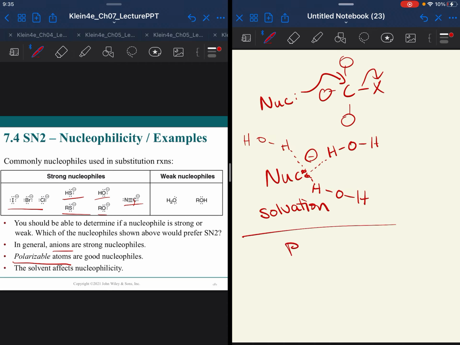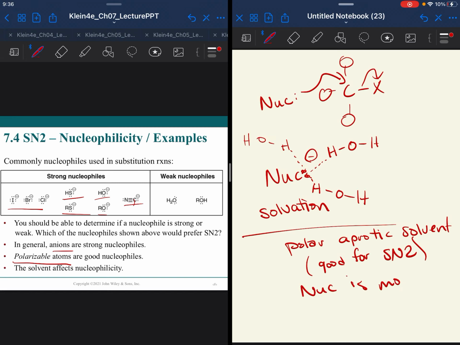Whereas a polar aprotic solvent, right, and we're going to reiterate here, good for SN2, is not going to solvate as well. It's still polar, so it can still dissolve, but you're not going to have those strong sort of hydrogen bonding type interactions. And so the nucleophile is more free, right? It's more free to attack. It's not as stabilized, so it is more reactive as well.